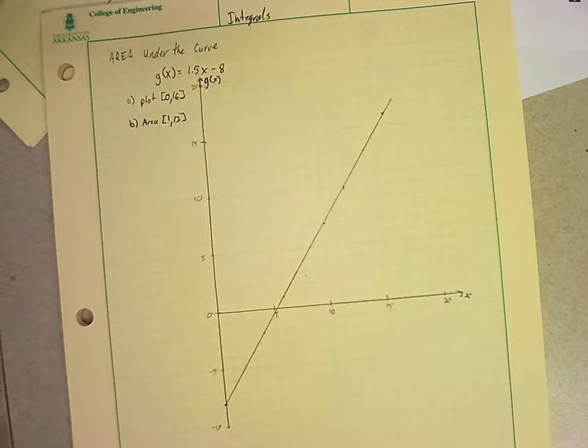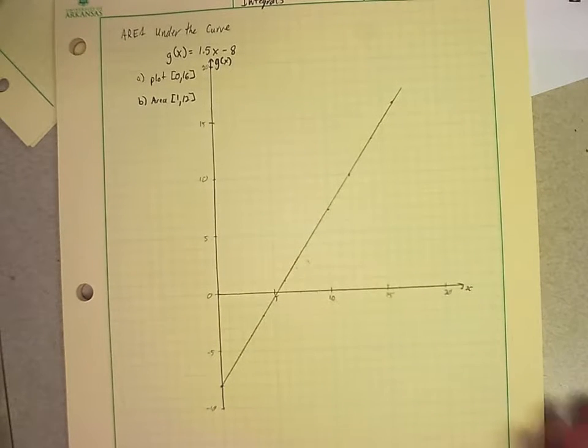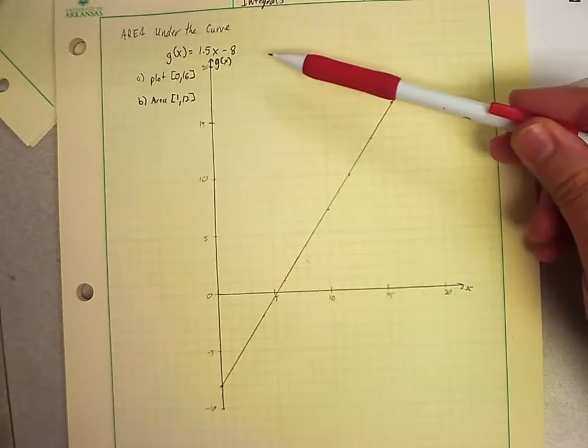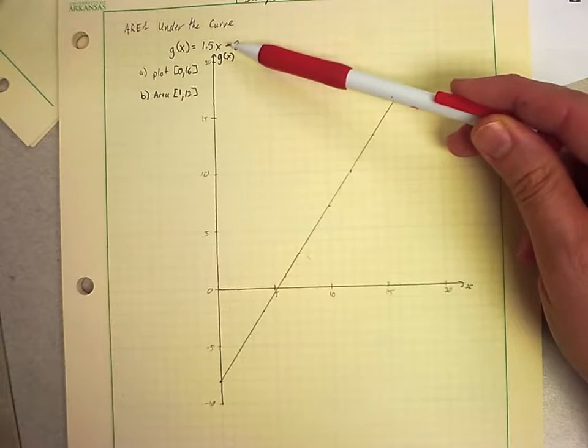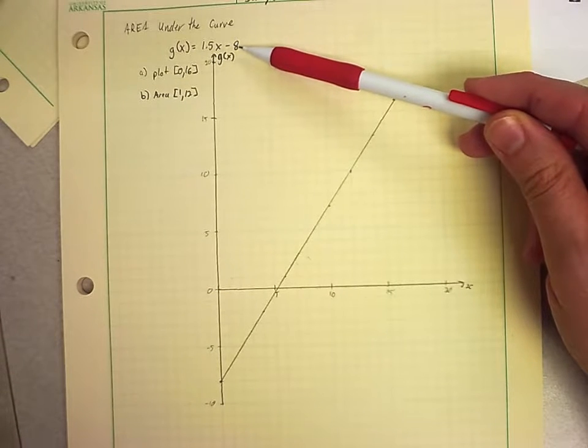Okay, so we have another area under the curve example, and if you haven't watched it yet, I would highly suggest that you watch the previous example where we went over more in depth what is an integral and how does that apply to area under the curve. Because now we're going to jump through some of those concepts when we get there, and it's a little bit shortened version. So they gave us the function g of x is 1.5x minus 8.